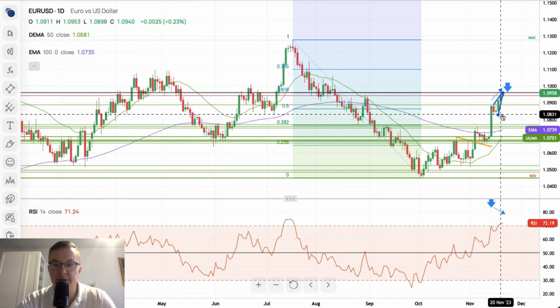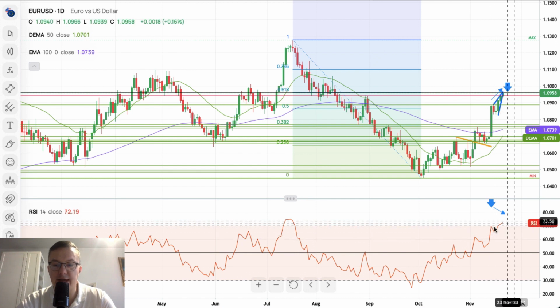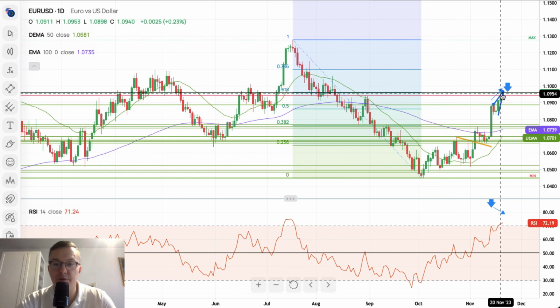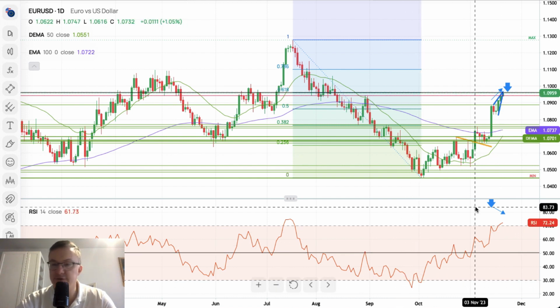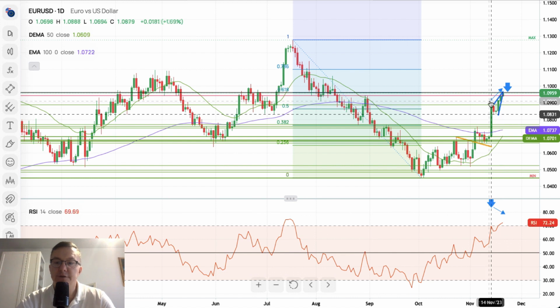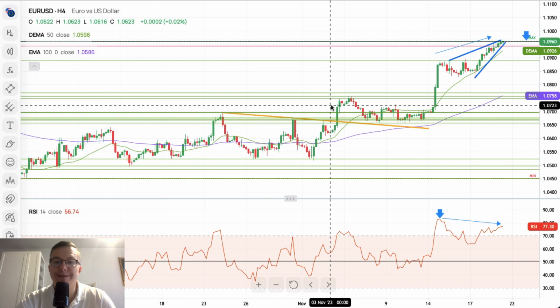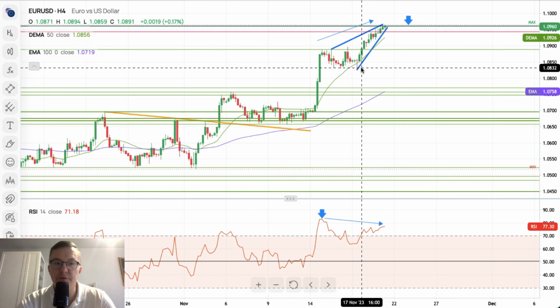level here, and the market conditions on the daily time frame chart are extremely overbought as well. So we went from the lows at 1.0455 towards the level of 1.0966. Okay, so from extremely oversold market conditions to extremely overbought market conditions. So now the market is ready to go down, at least technically, on the daily time frame chart and on the 4-hour time frame chart.